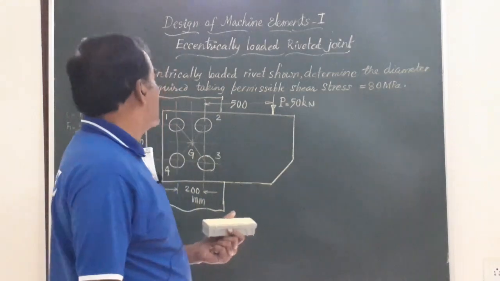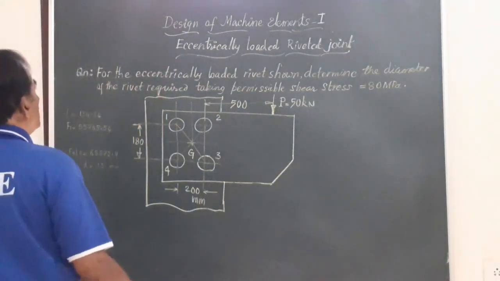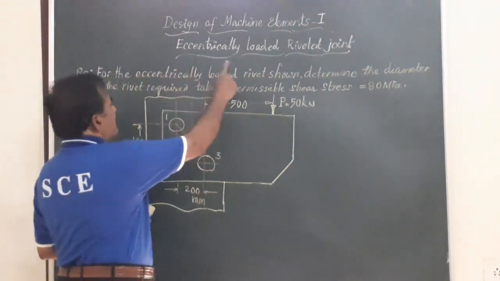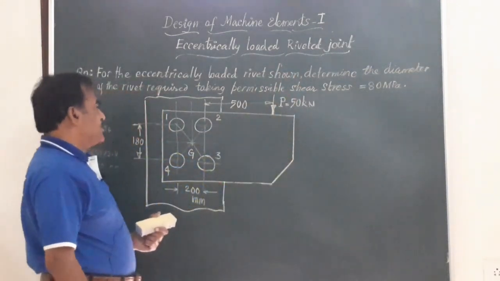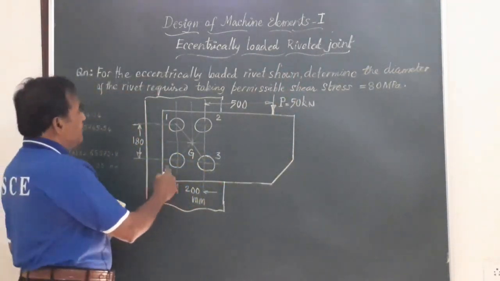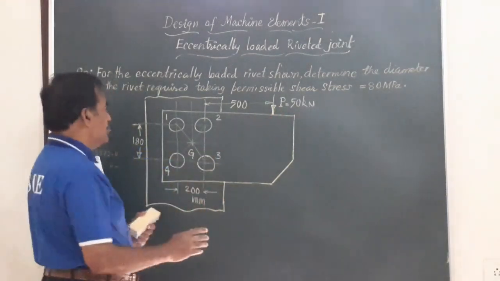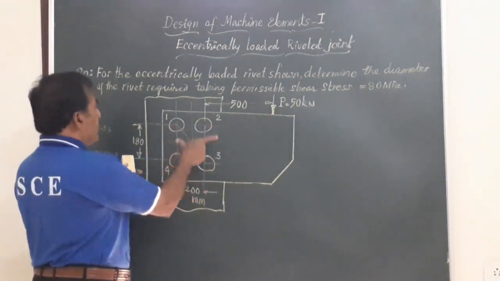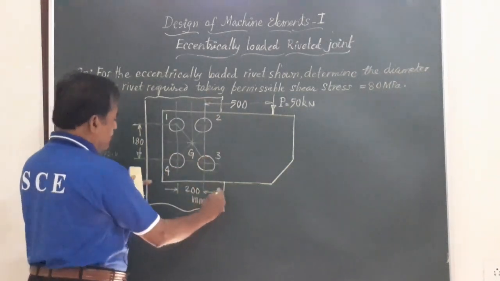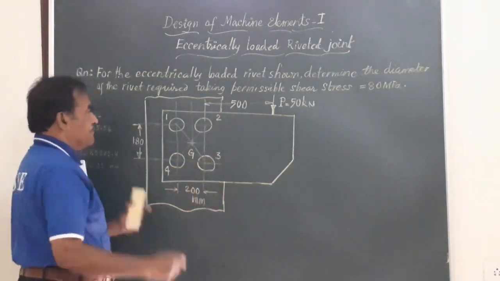Friends, in today's session, we are going to work out a problem on an eccentrically loaded riveted joint, wherein 4 rivets are used to support a load of 50 kilonewton, and these 4 are riveted to a vertical column as shown in the figure.